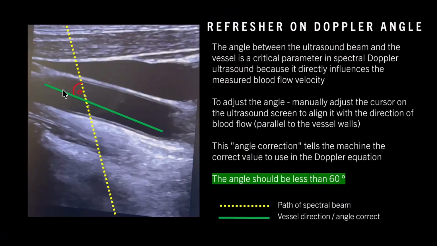So the green line here will extend as your angle correct lines, and this is placed in the vessel direction, where this yellow dotted line that I've exaggerated out here is the path of the spectral beam itself. So we are measuring the angle between the vessel direction, or direction of flow and angle correct, and the path of the spectral beam. And this angle correction tells the machine the correct value to use in the Doppler equation, and that angle should be less than 60 degrees.